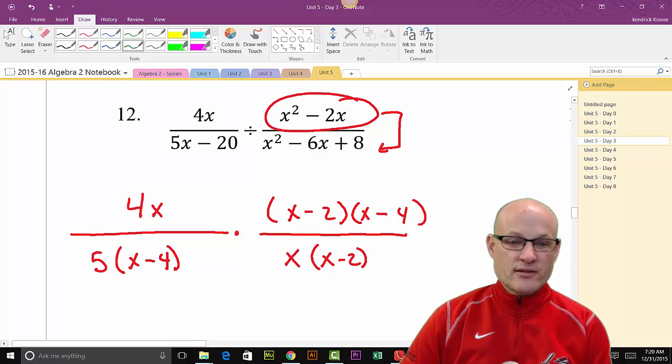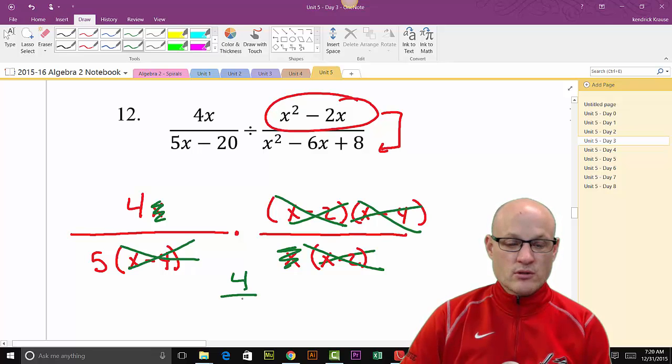I mean, all things cancel here. This x cancels. This x minus 2 cancels. This x minus 4 cancels. And I end up with just 4/5 as my answer.